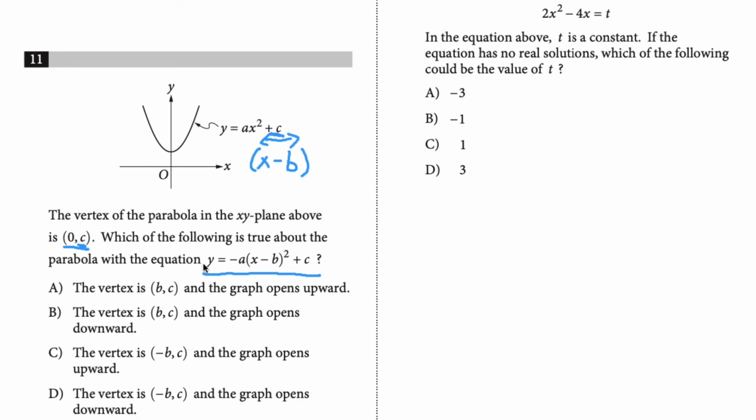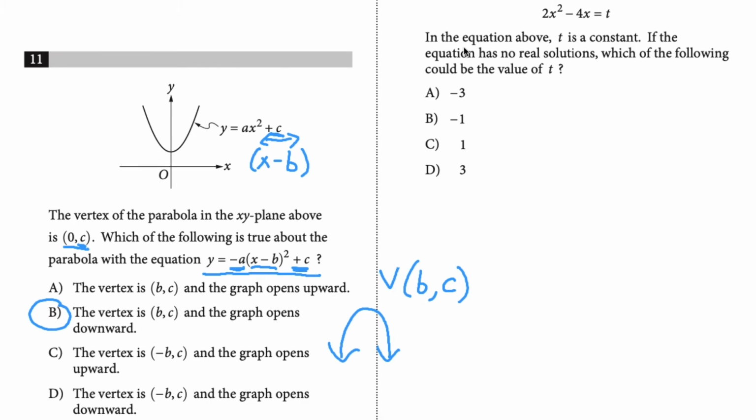So in the equation that they provide for us, we have x minus b. That's going to give us an x value vertex of just b. And then it has the same vertical shift, which is going to be c. So the vertex will be b, c. And since our a is negative, it's going to be a parabola that opens downward. And if you read all the answer choices, you'll see that this is answer choice B.